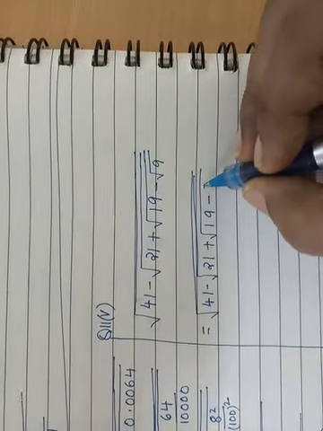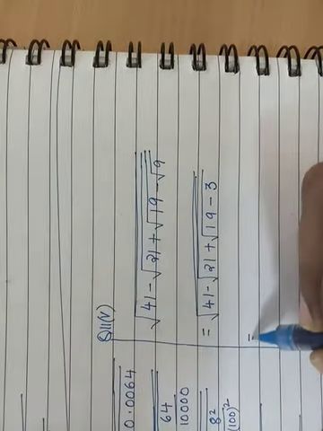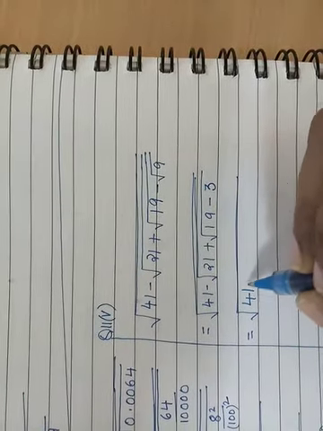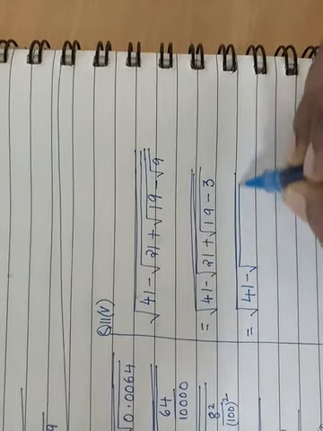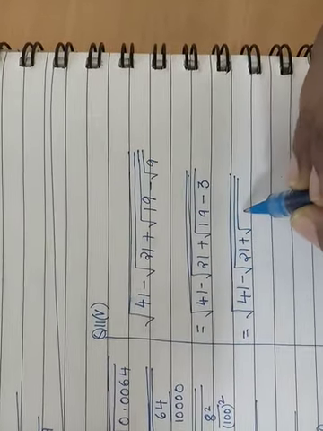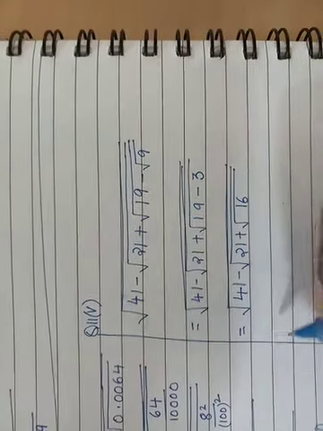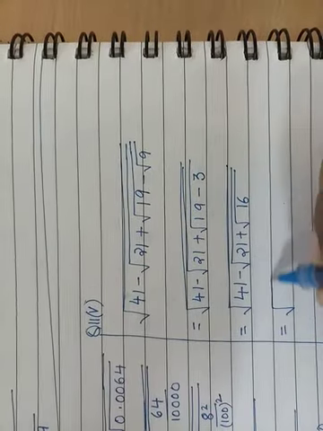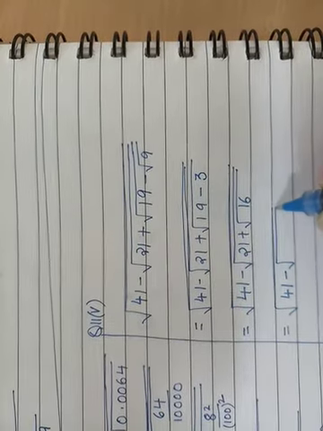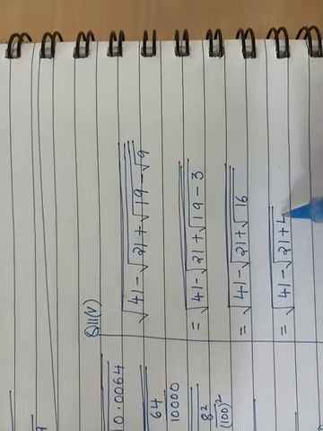Square root of 9 is 3. So I remove the square root sign and I write 3. Then what we get? 41 minus square root of 21 plus square root of 19 minus 3. 19 minus 3 is 16. So I write 16. You know very well 16 is a square of 4. The rest to be copied as it is. Square root of 16 is 4.